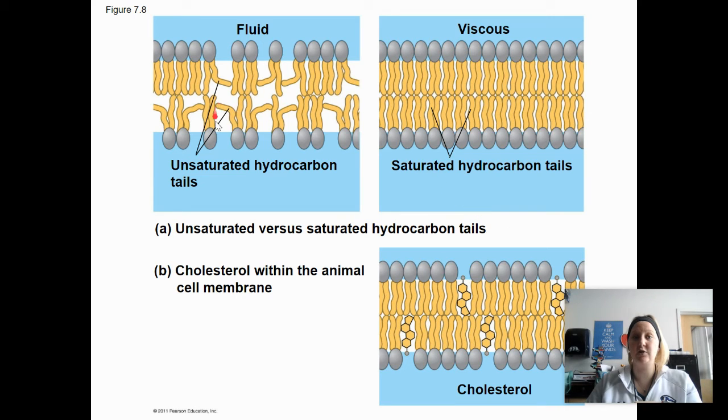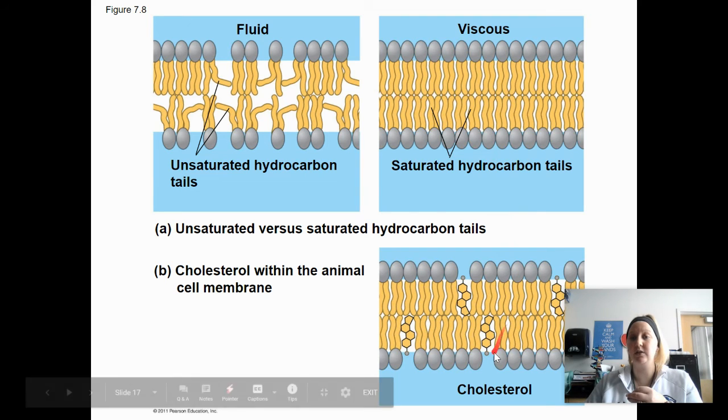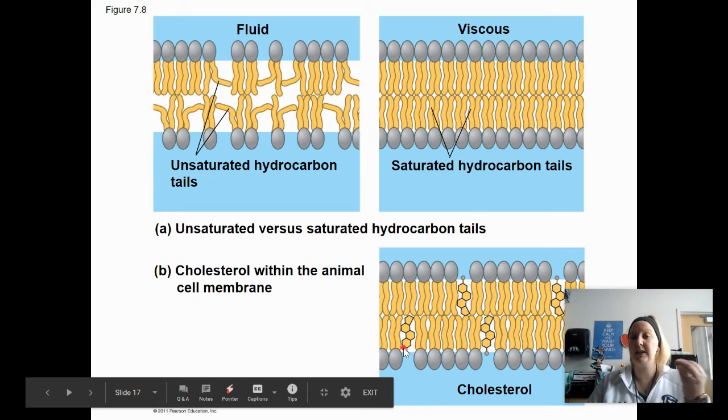So here are your unsaturated fatty acids. They tend to bend, so there are gaps in the membrane, where our saturated fatty acids are very tightly packed together. Then our cholesterol comes in and can fill in some of those gaps to restrict movement, but also to aid in movement depending on the temperature that you're looking at.